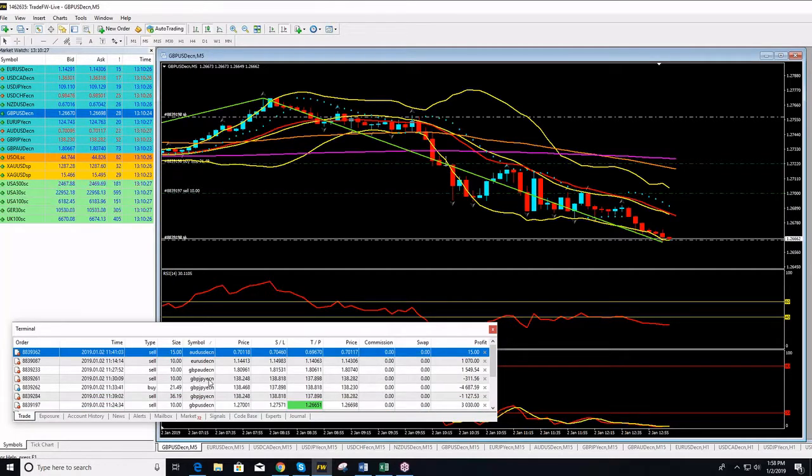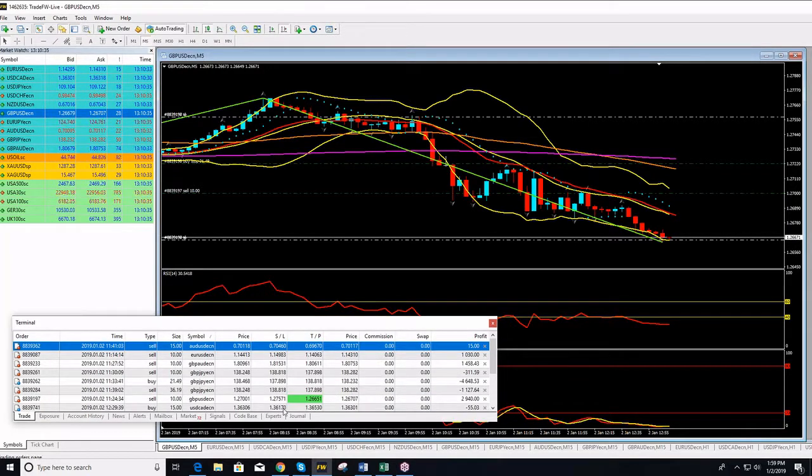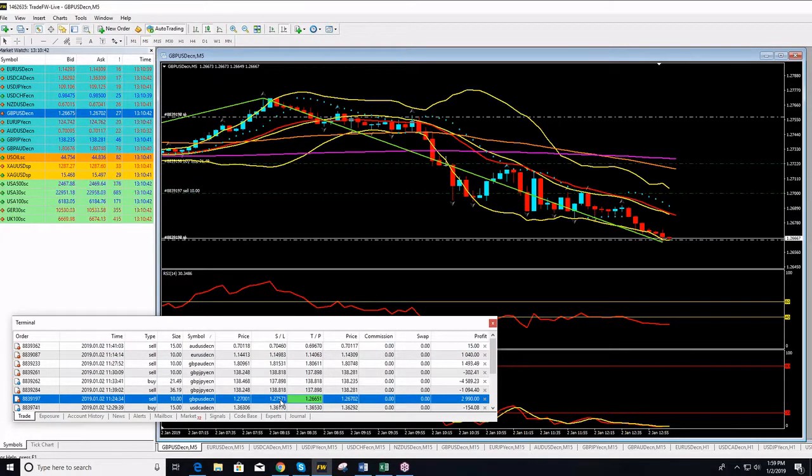Aussie dollar started to make us money. Dollar CAD is making us money. Pound dollar is very close to hit our TP. Dollar CAD is break even basically for the moment. So let's see how pound dollar will behave.